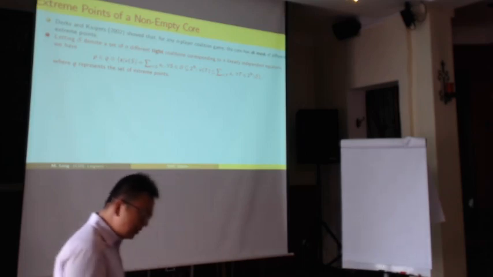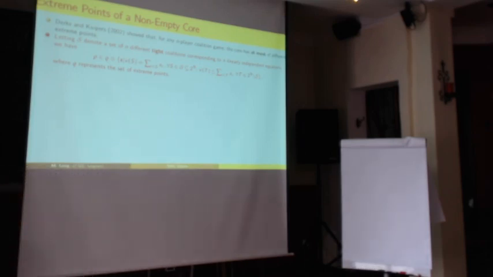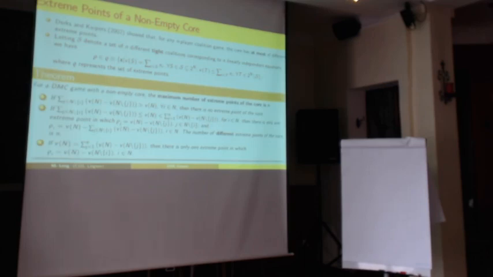Okay. So how many extreme points can we find for DMC games? We got these results. For DMC games, if the core is non-empty, the maximum number of extreme points is n, much smaller than this one, much smaller. And also, for this condition, there are no extreme points. For this condition, there is only one. But if this condition is satisfied, we have different results.